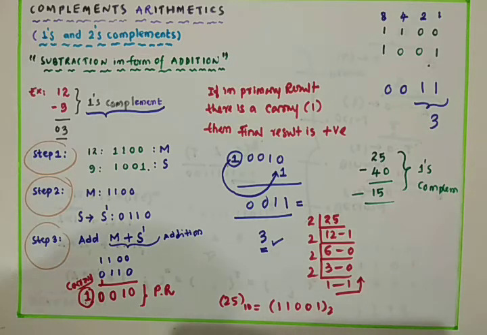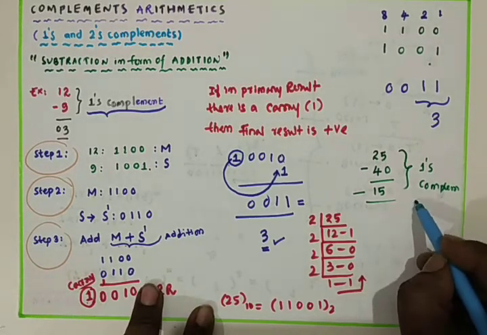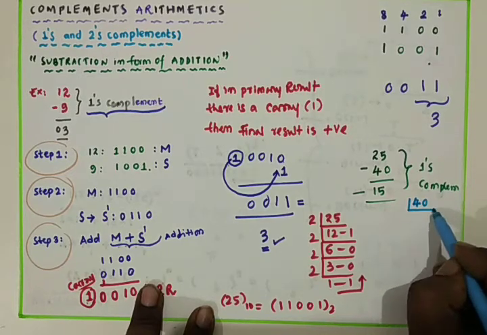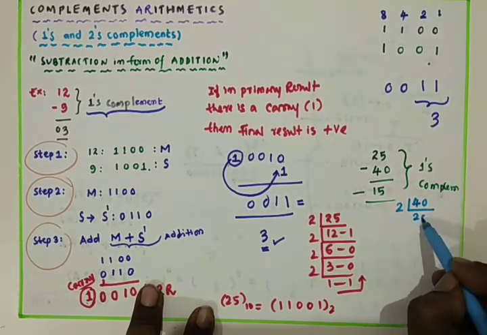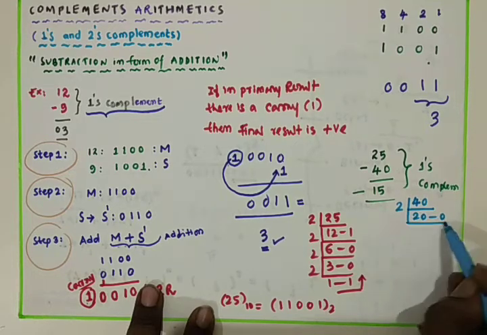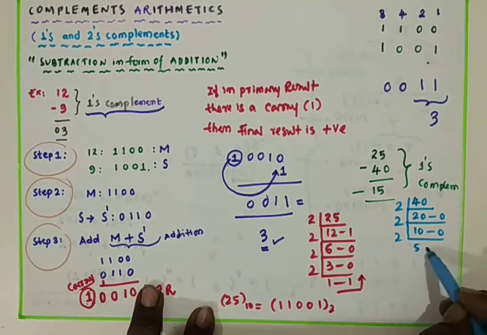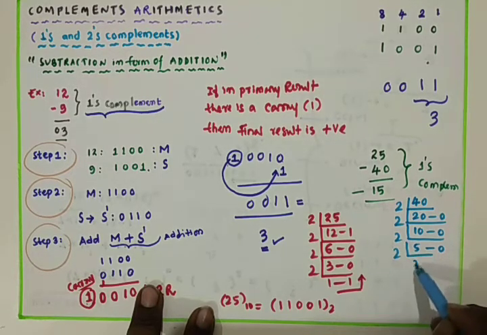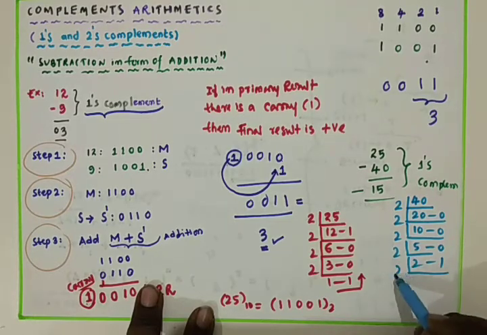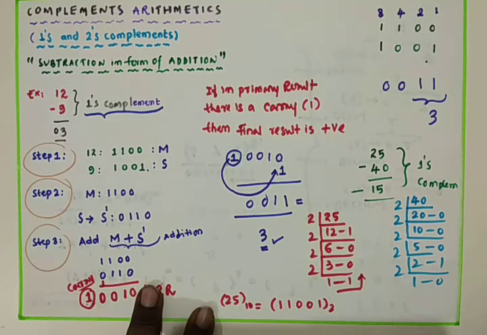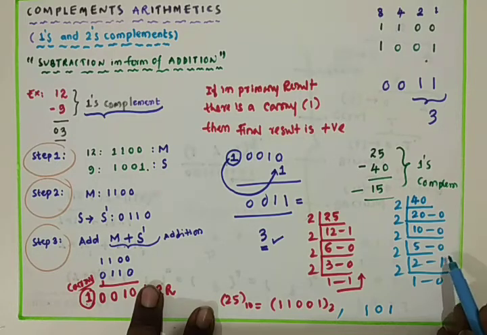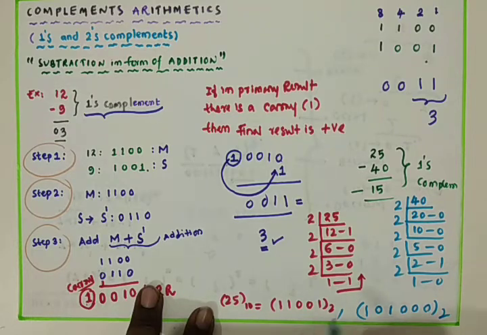Then we have to convert 40 into binary form. 2 20s are 40, the remainder is 0. 2 10s, the remainder is also 0. 2 5s, the remainder is also 0. 2 2s, the remainder is 1, and 2 1s, the remainder is 0. So what did we get? 101000 base 2.